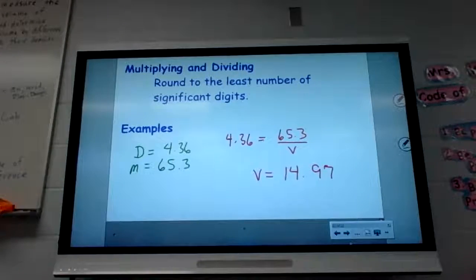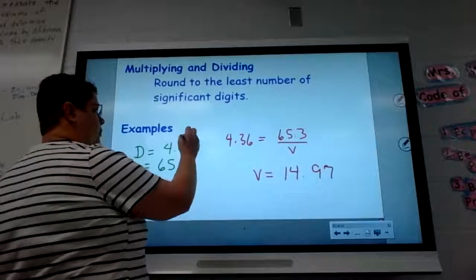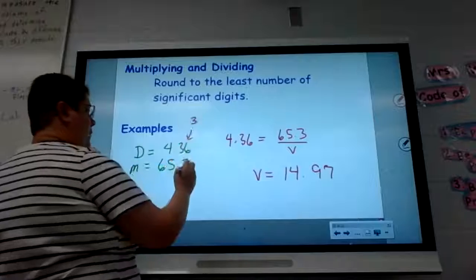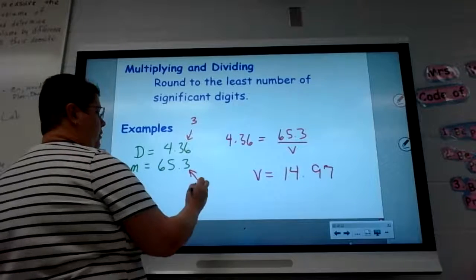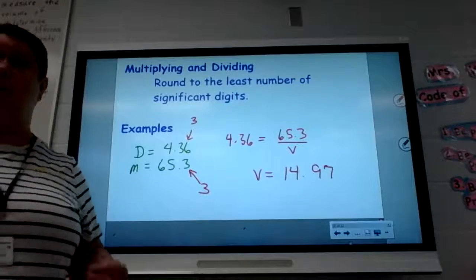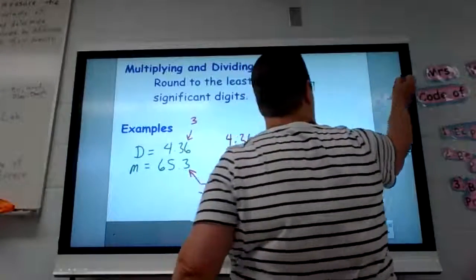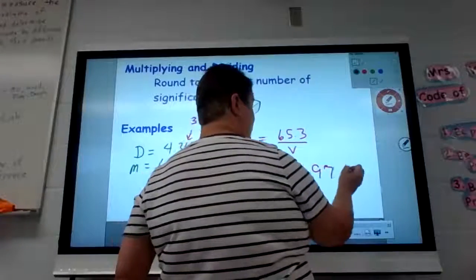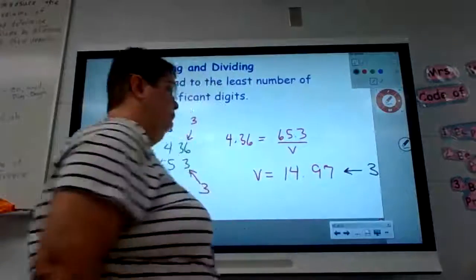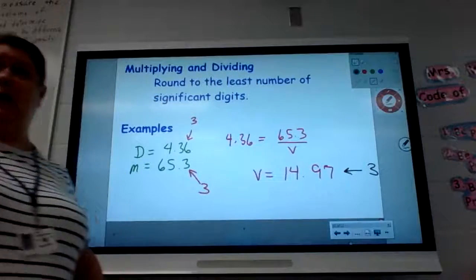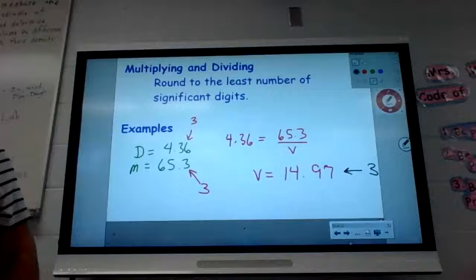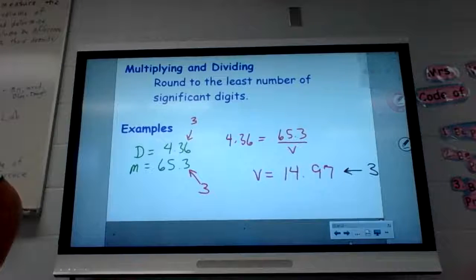All right, we get our answer. We need to round our answer to the correct significant digits. Well, how many significant digits are here? 3. How many significant digits are here? 3. So now, when you work a word problem, you want to round your answer to how many? 3. Okay? So, how are we going to round 14.97 to only 3 significant digits?